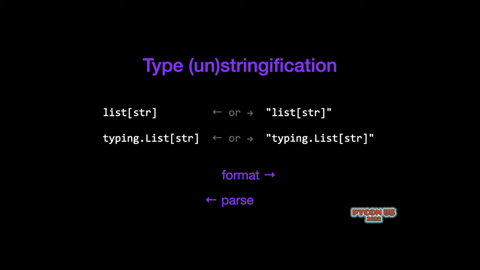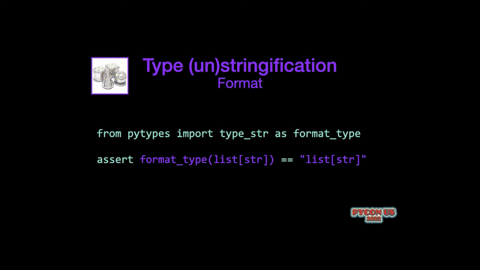Now I have libraries that are dealing with the problem of stringifying and unstringifying type annotation objects. So the way I think about it is you have type annotation objects that you are either formatting as a string or parsing from a string to be a type annotation object again. In the case of formatting, the only library I could find that attempts to do this is actually PyTypes, again, that collection of generic type operators that's just the toolbox. So it will do that for you.